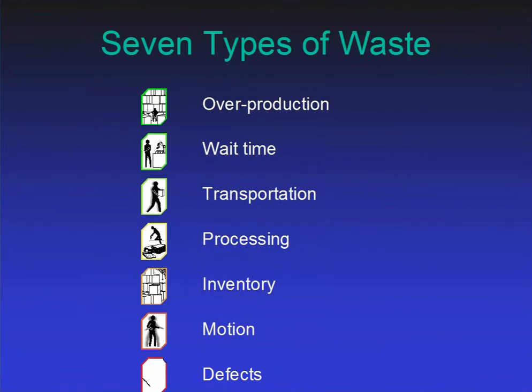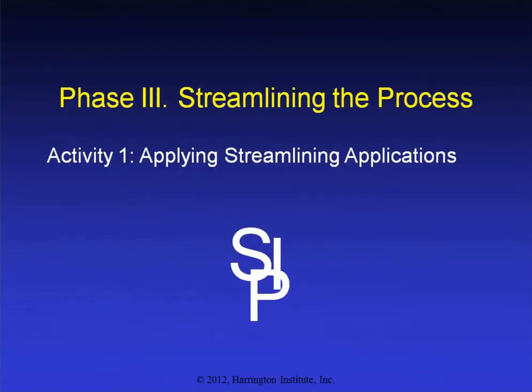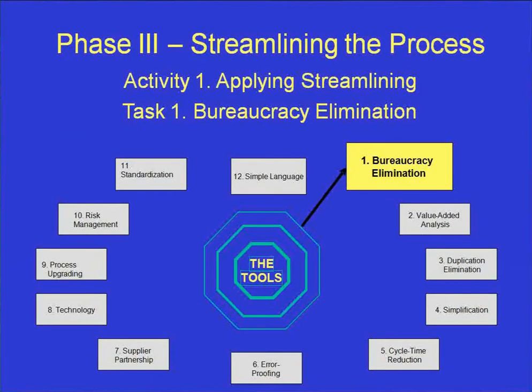Overproduction, wait time, transportation, processing, inventory. These are all the basic wastes that are built in. So in activity 1, we're going to go through that whole cycle of thought pattern of how we address these individual things. And we're going to do it by looking at 12 tasks. Task number 1 is bureaucracy elimination.